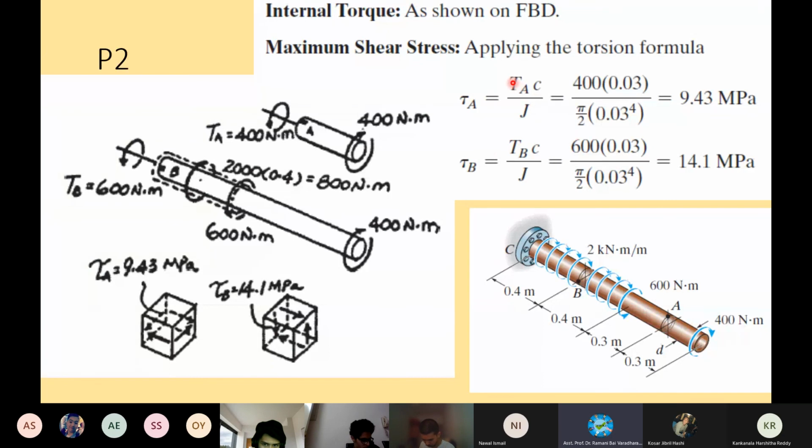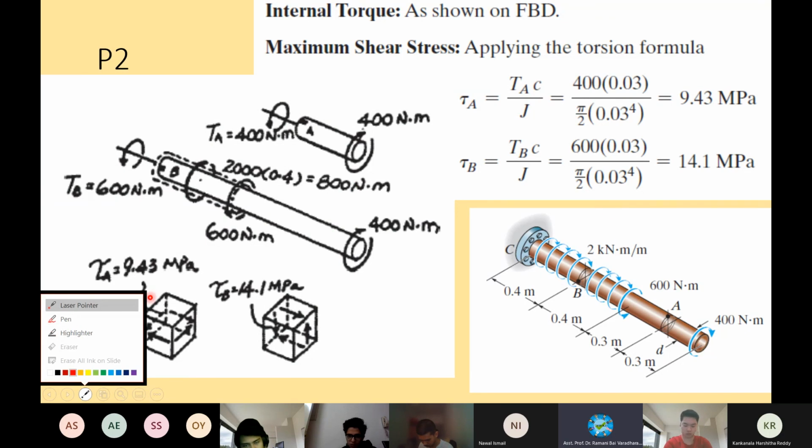Just two lines only. Tau A is T rho over J. They are using C, but ours is rho. Let me correct it. Otherwise, you will have the textbook. They will have different notation, but you make it common. I mean, you use the same one. Ours is rho, isn't it? Okay.